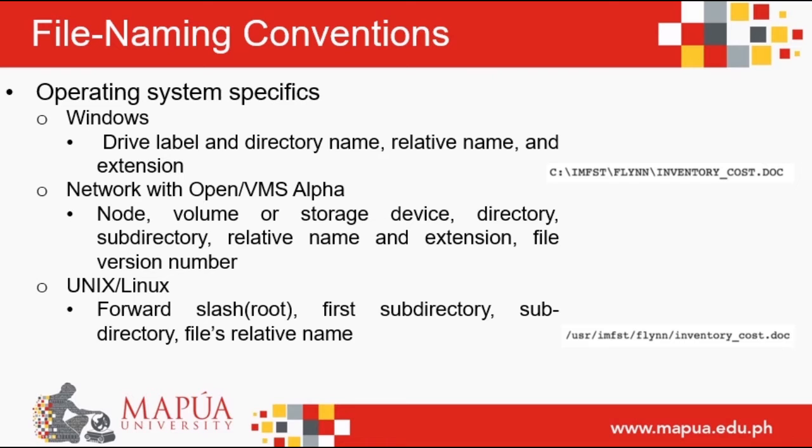Every operating system has specific rules that affect the length of the relative name and types of characters allowed. For Windows, it contains drive label and directory name, relative name, and extension. For a network with Open VMS Alpha, it has node, volume or storage device, directory, subdirectory, relative name and extension, and the file version number. For Unix or Linux, it has a forward slash, first subdirectory, and the file's relative name.